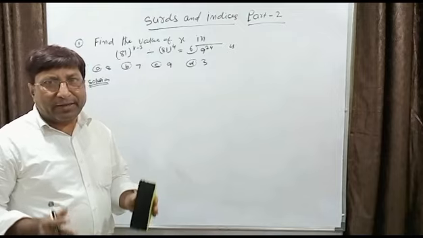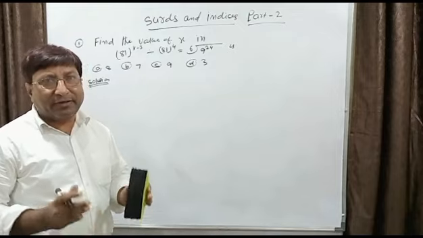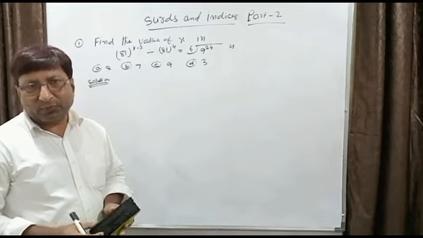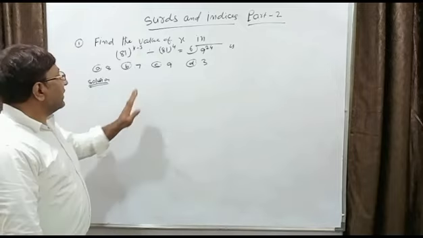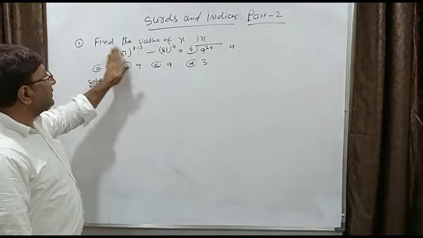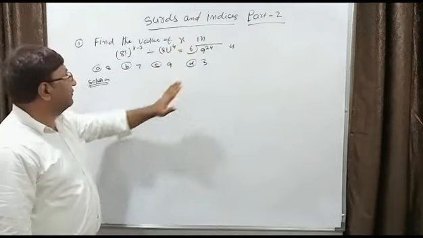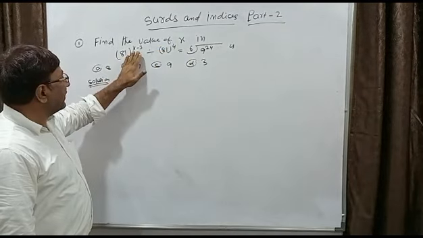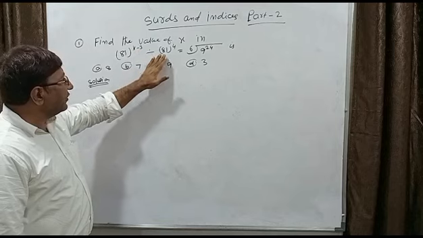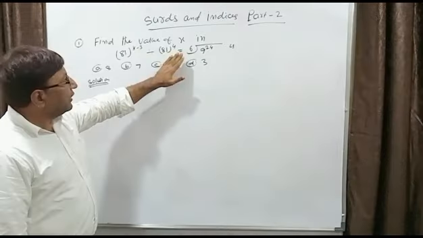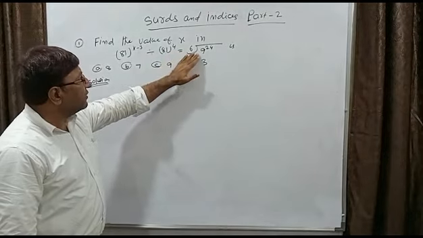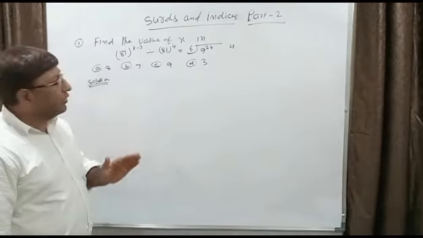Today I am going to start a very important topic, that is Surds and Indices part 2. Let us see the question. Here the question is: find the value of x in 81 to the power x minus 3 divided by 81 to the power 4 equals the 6th root of 9 to the power 24.